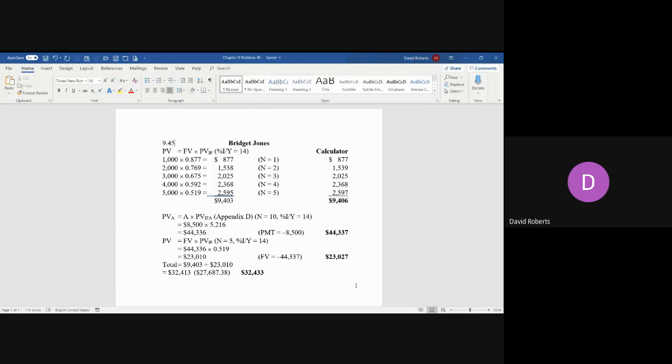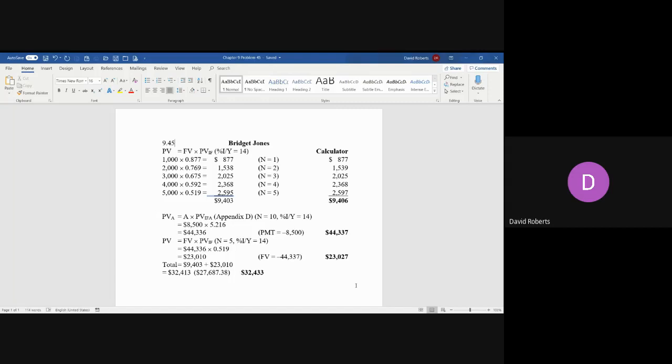And in that particular case, you just simply need to change N. And you also do need to change the future value. So for the very first year, N is 1, I/Y is 14%, PMT is 0, and FV is 1,000. In year 2, change N to be 2, you change FV to be 2,000, calculate PV in both cases, etc. And you can see that totals to be $9,406.